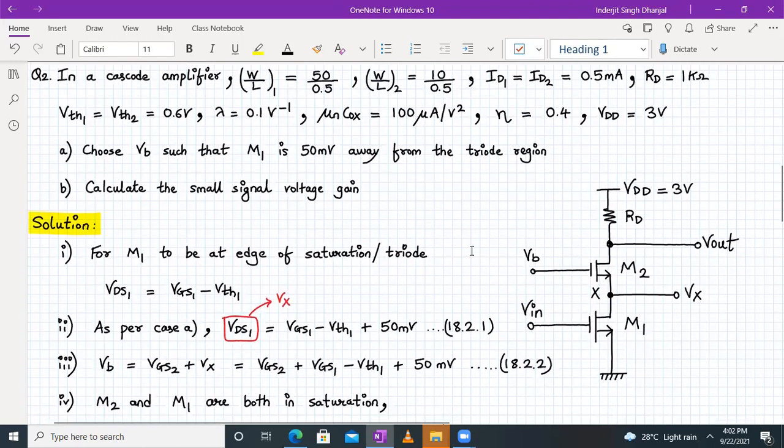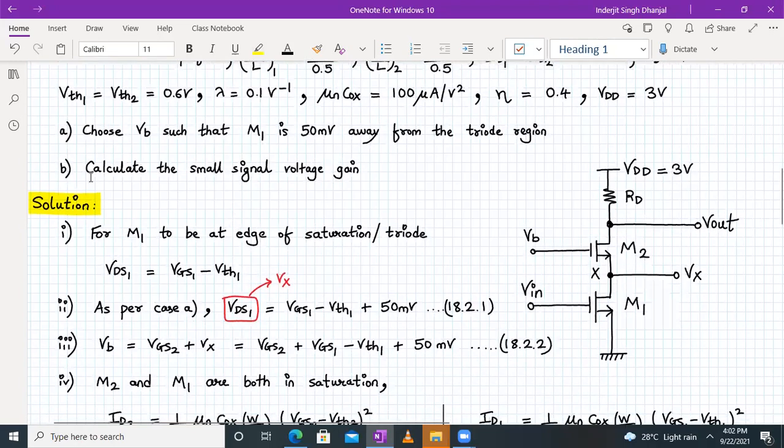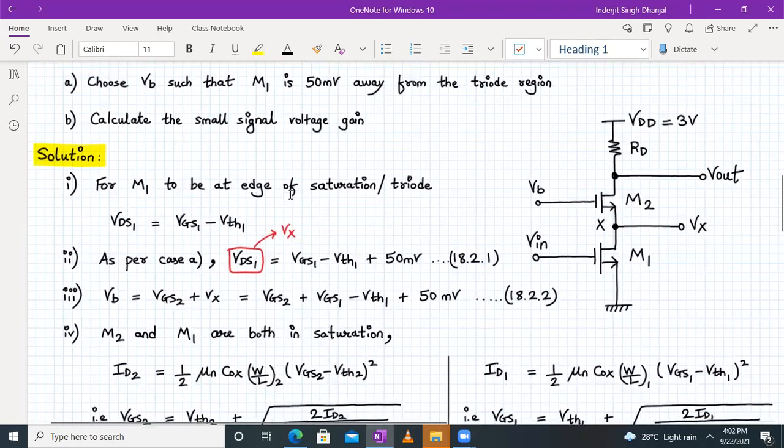So what are they asking us? We have to choose the value of VB such that M1 is 50 millivolt away from the triode region. Or we can say M1 is 50 millivolt away from the edge of the triode region or saturation region. And we have to calculate the small signal voltage gain. Fine, so let us start.